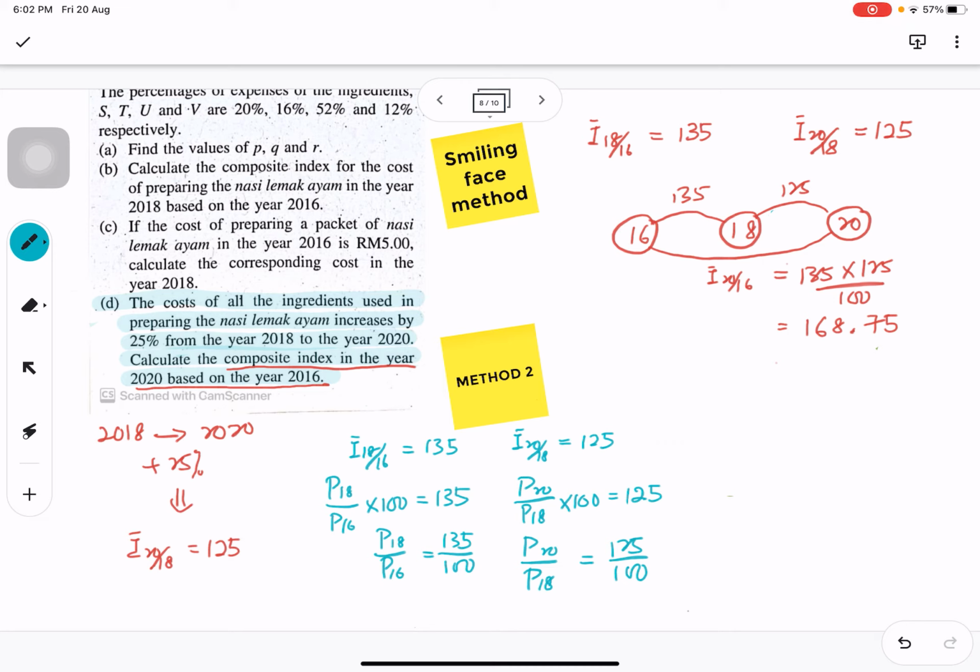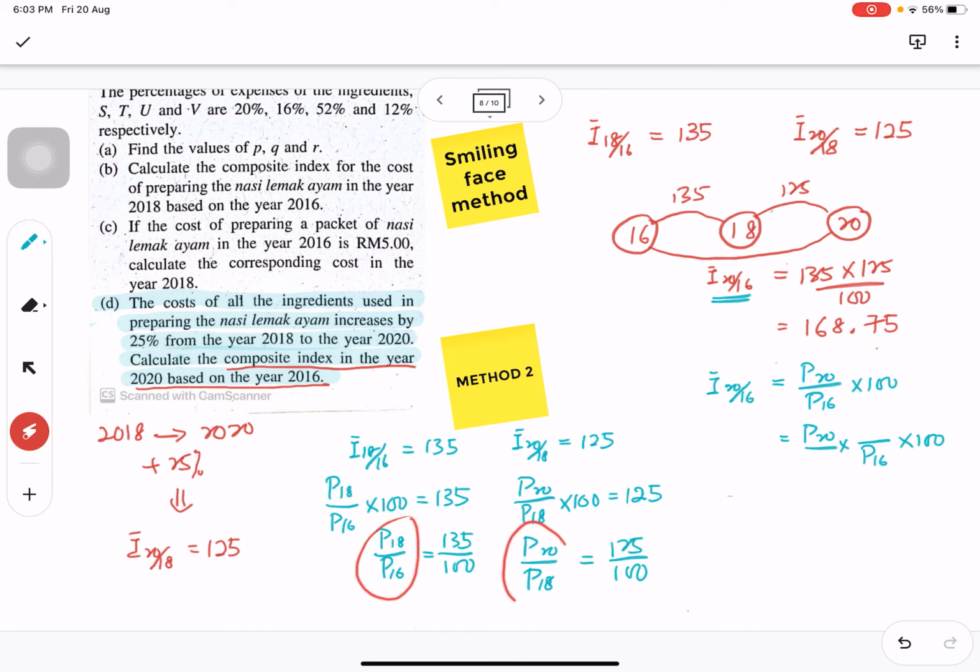So what are we going to find? Remember, it is I bar 20 over 16. So it will be P20 over P16 times 100. But when you check all your information here, do you have P20 over P16? We don't have, right? So we need to split it. P20 over P16, we split it, times 100. Now you check the information that you have here and here. What is the year that is not involved yet? Yes, P18. So we put in the P18.